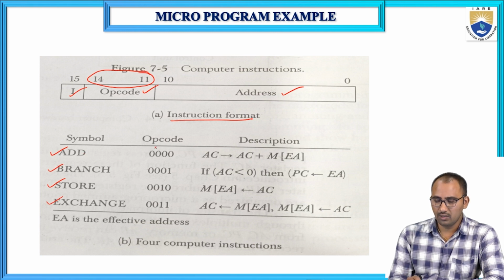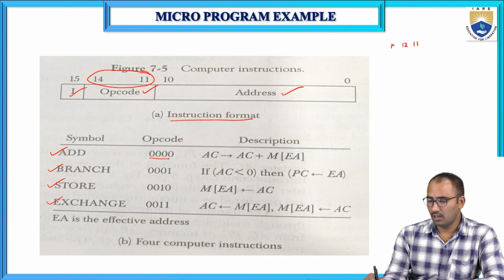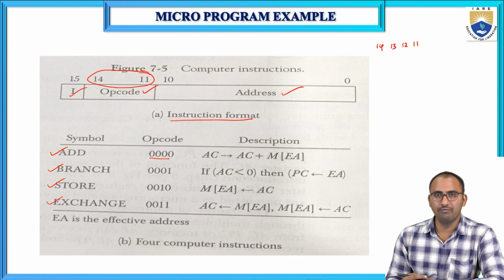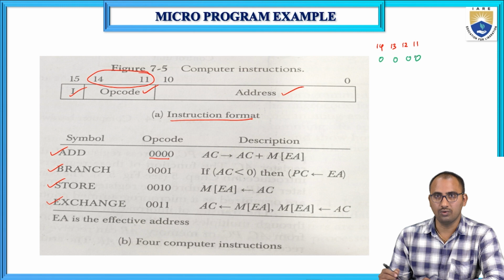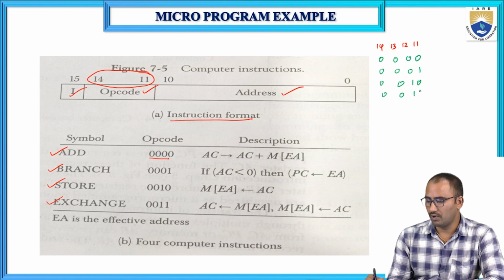First one is add. For the add, the opcode is 0000. That means the bits are 11, 12, 13, 14. So the 4 bits are there, that means 2 power 4, 16 combinations. The starting sequence is all zeros. Next 0001, 0010, 0011, 0100, up to the last sequence, which is all ones.